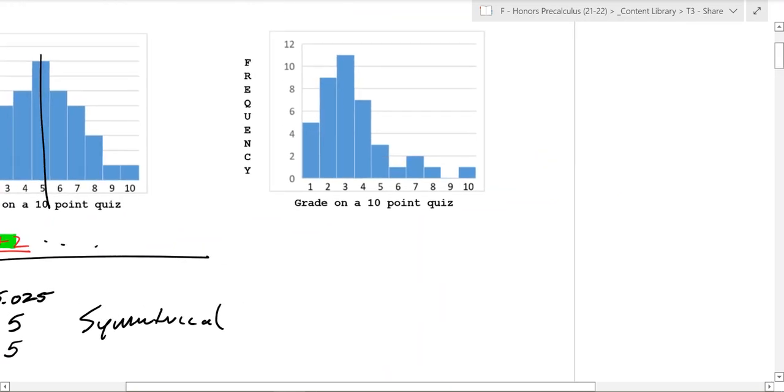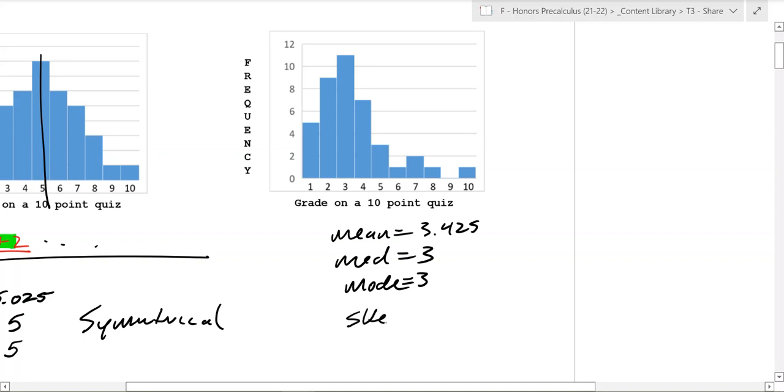You can do the same thing over here, and you find out that the mean on this one is 3.425. You find out that the median is 3, and in this case, the mode is 3 again. It's not always the same, but it can be. And for the shape, we're going to call this skewed right. Skewed to the right because it is in the direction of the tail. You can kind of think of it as it's going this way, so we're calling that skewed to the right.